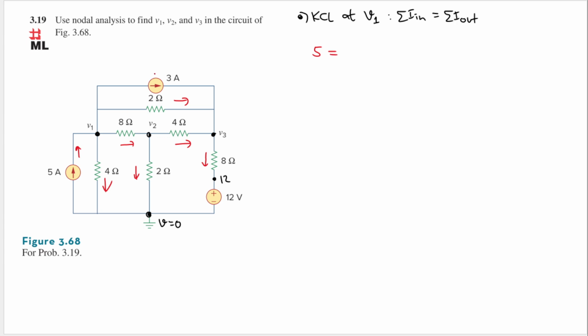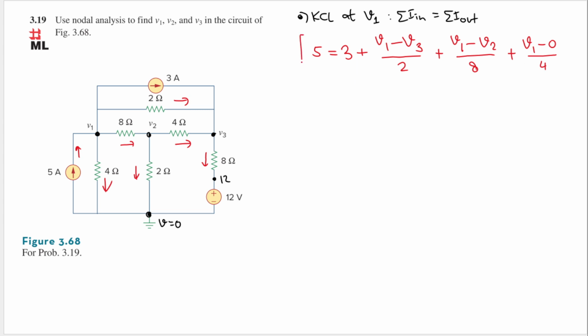The first one is this 3 ampere, so I will have 3. And then plus this one here, which is V1 minus V3 divided by 2. And then this one here, I will have V1 minus V2 divided by 8. Okay, and then plus this one here, V1 minus 0 divided by 4.